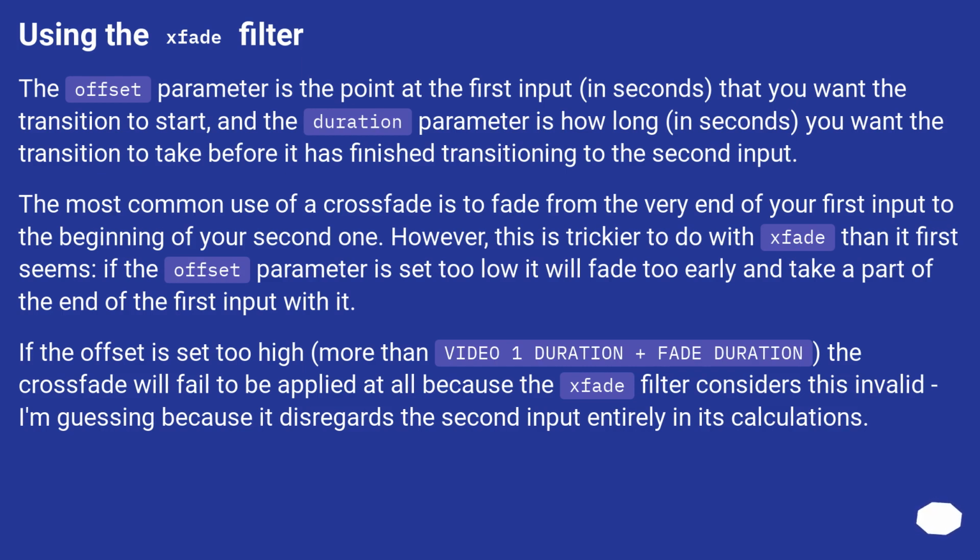This is trickier to do with fade than it first seems. If the offset parameter is set too low, it will fade too early, and take a part of the end of the first input with it. If the offset is set too high, more than video 1 duration plus fade duration, the crossfade will fail to be applied at all because the fade filter considers this invalid. I'm guessing because it disregards the second input entirely in its calculations.